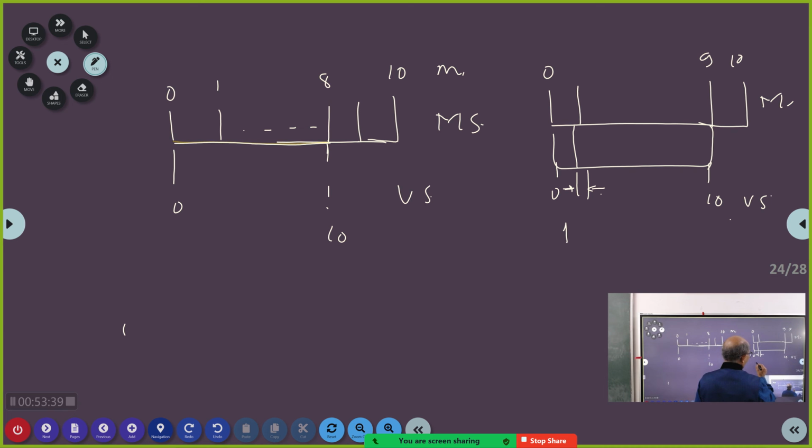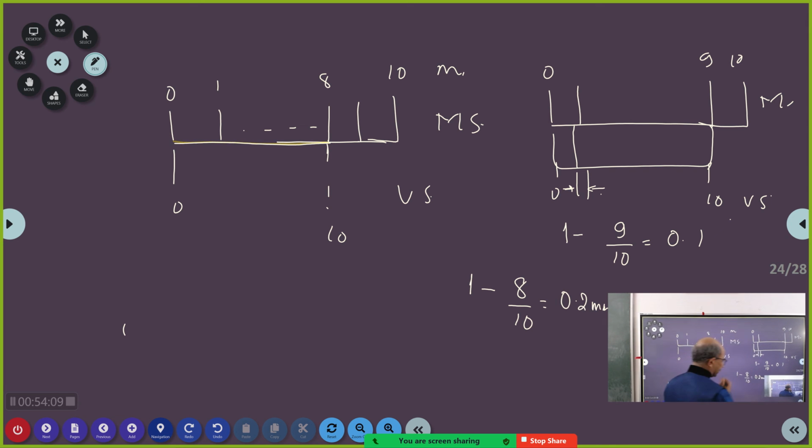So we wrote there 1 millimeter minus 9, because 9 of this coincide with 10 of this. So you got it as 0.1. In this case, 1 of this minus 8 of this coincides with 10. So this becomes 0.2 millimeters.